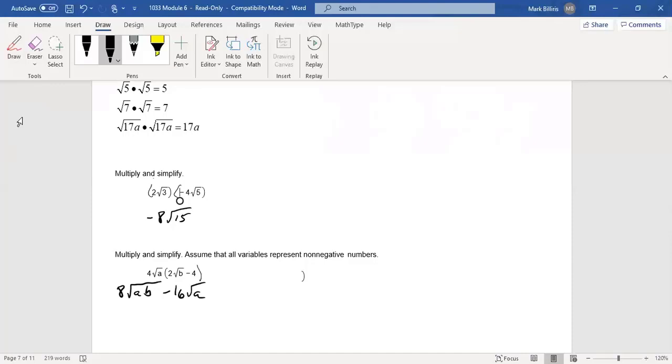Can I combine anything here? The answer is no, because the radicand on the first term is AB. The radicand in the second term is just a. They have to be identical in order to be able to combine the coefficients.